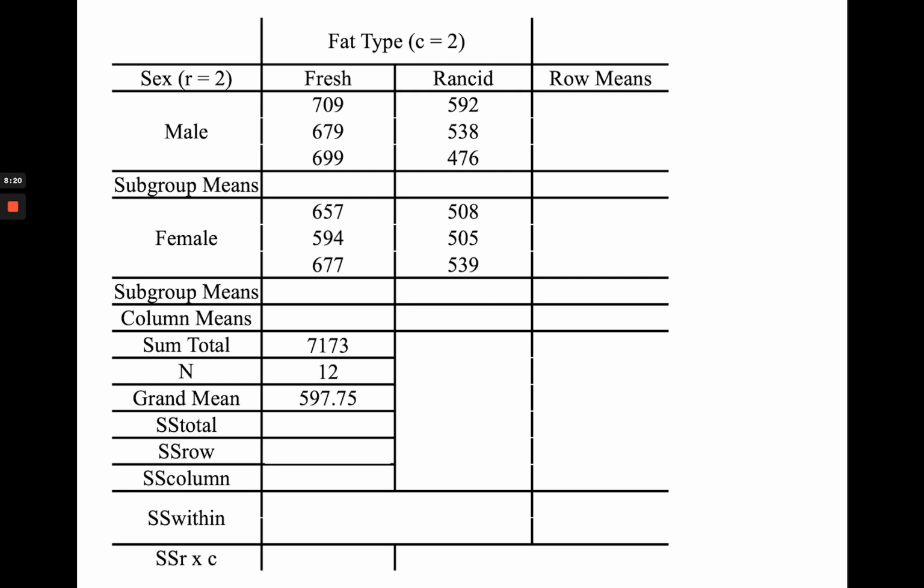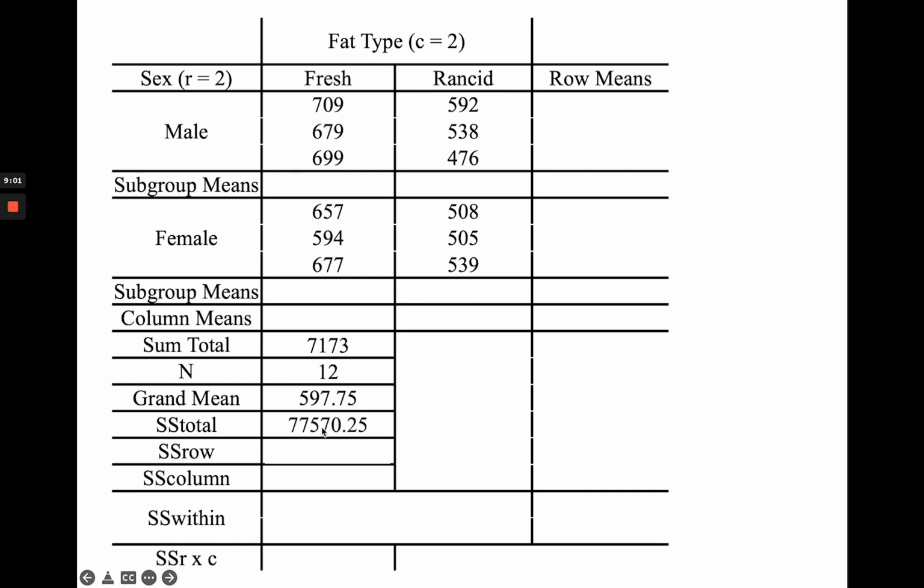We can then, now that we have the grand mean, calculate the sum of squares total, because sums of squares total is just each of these individual data points minus the grand mean squared added up across the entire data set. So it'd be 709 minus 597.75 squared plus 679 minus the grand mean squared plus 699 minus the grand mean squared plus 592 minus the grand mean squared, 538 minus the grand mean squared, 476 minus the grand mean squared, 657 minus the grand mean squared, 594 minus the grand mean squared, 677 minus the grand mean squared, etc., until you've done the whole thing.